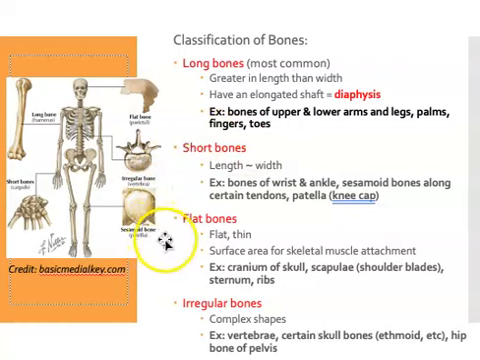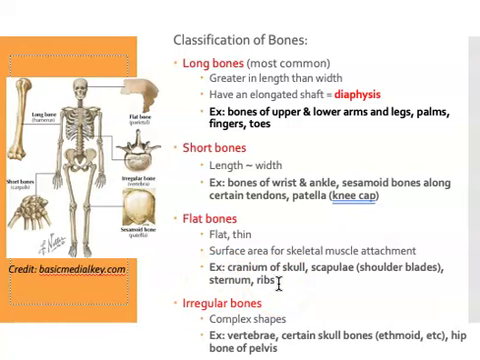The third type of bone is flat bone, and like the name suggests, flat bones are flat and they're also typically thin. Flat bones provide a nice surface area for skeletal muscle attachment, and you'll find flat bones in the cranium of the skull, the scapula, which is the shoulder blades, the sternum, and the ribs.